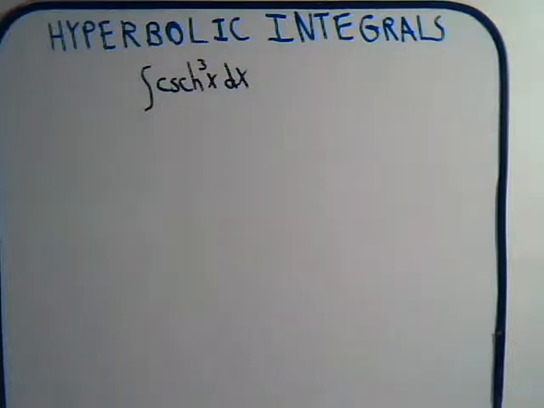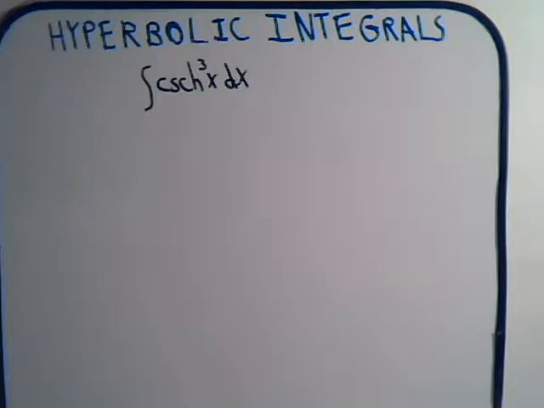Okay, in the last video, we had integrated the hyperbolic secant cubed of x, and we did it using integration by parts. And we want to see if that same approach will work for this integral, where instead of having the hyperbolic secant, we have the hyperbolic cosecant cubed.